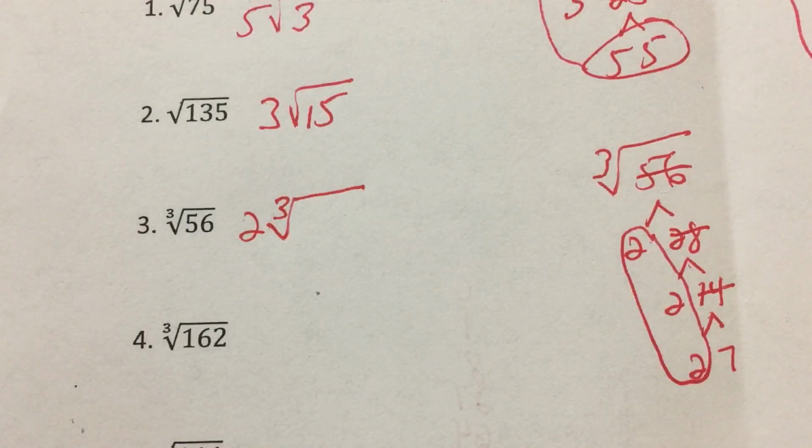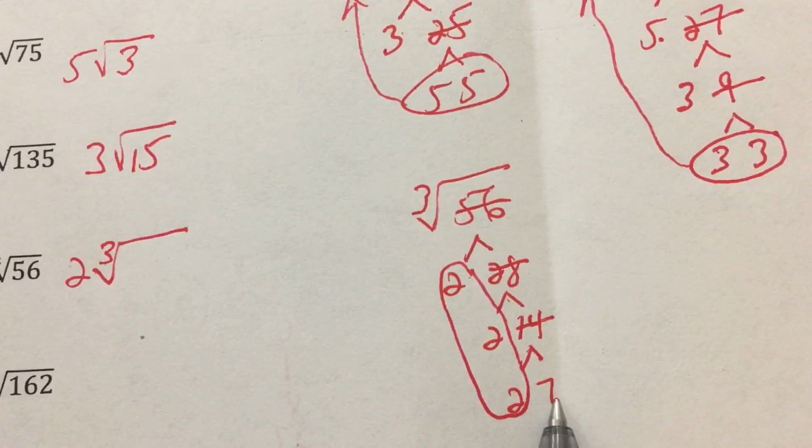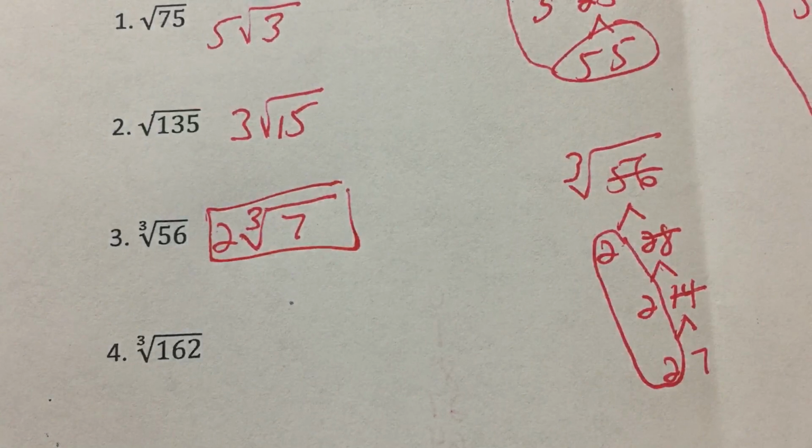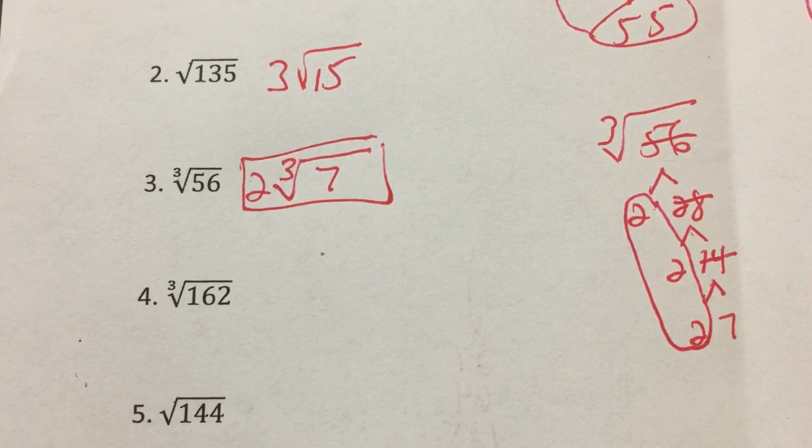So a 2 gets to come out to the front. Remember that it's still multiplying a cube root, right? Root of 3, root of 3. And left inside was the single 7. So 2 times the cube root of 7 would give me that one. I'm going to let you guys do the next one on your own.